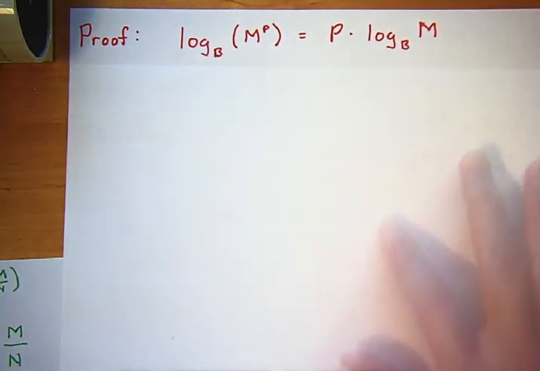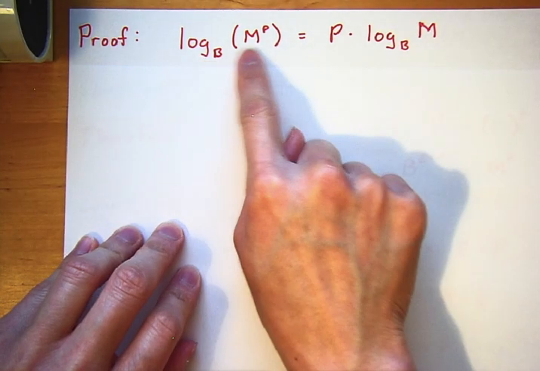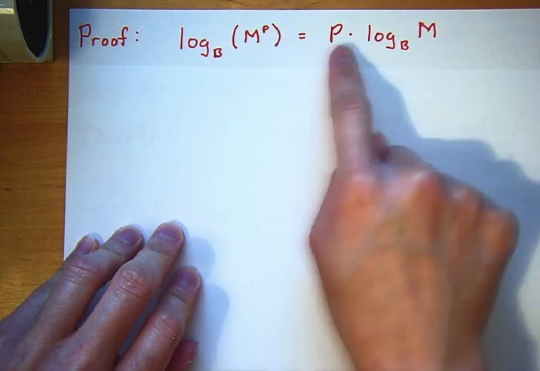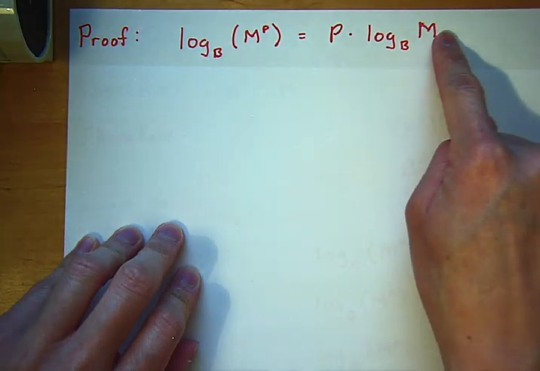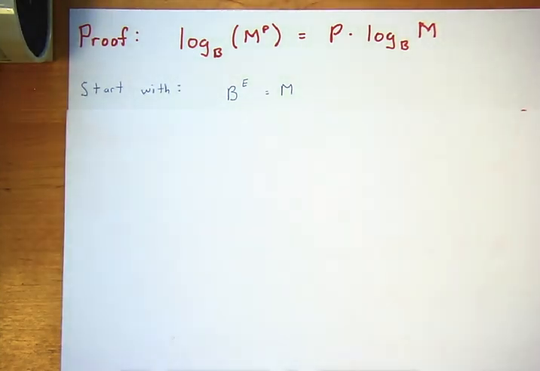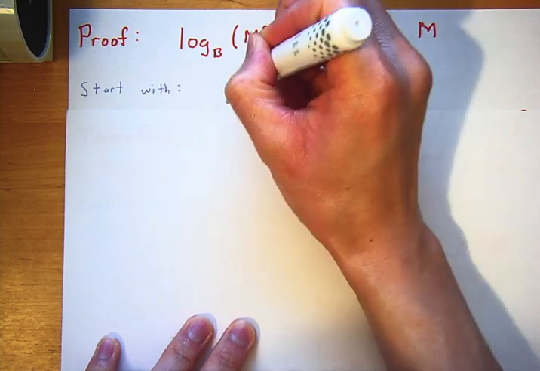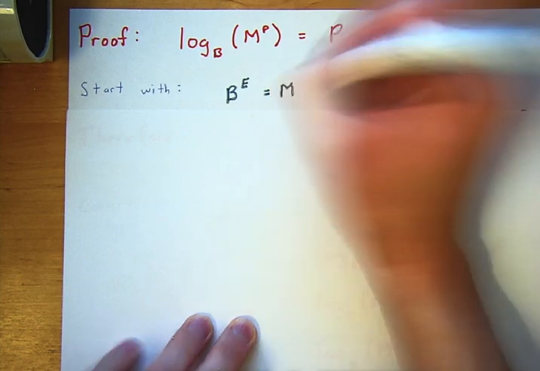All right, let's prove our next property. So log base B of something to the P power is the same as if the P was in front instead of inside the log. First thing I'm going to do is start with some number B, exponent some number E, will equal some number I will call M.